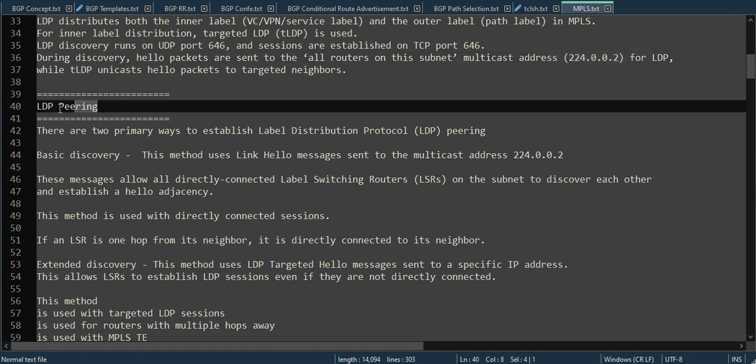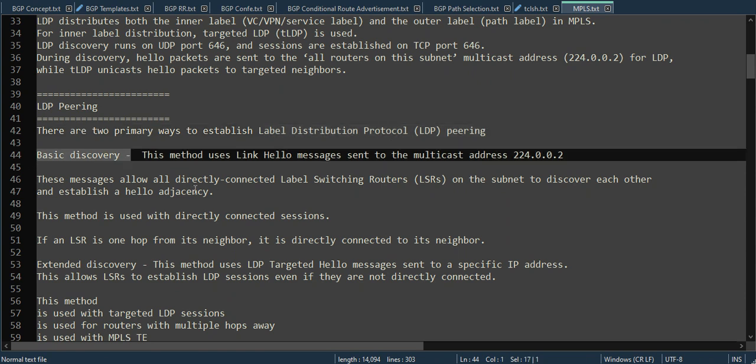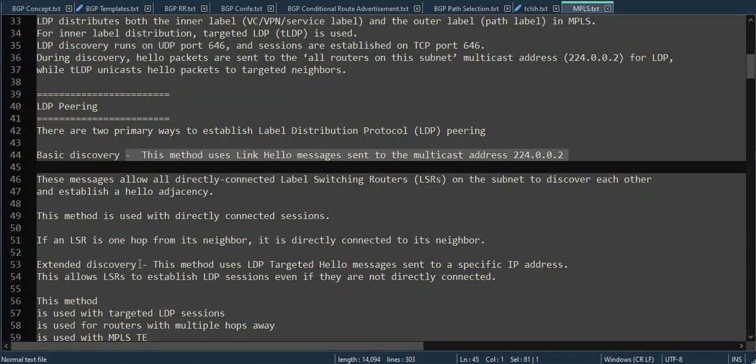Okay, LDP peering. In general, there are two primary ways to establish label distribution peering, or LDP peering. One is basic discovery and the other one is extended discovery. These are the two primary ways of establishing LDP peerings: basic discovery and extended discovery.